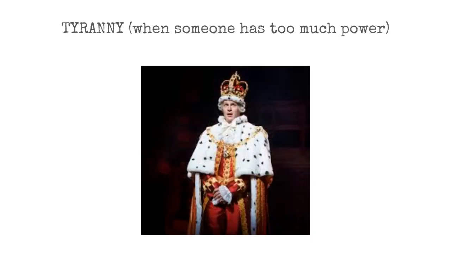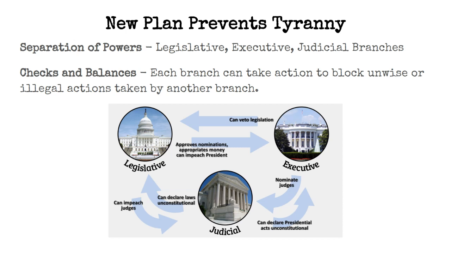The question is, what do we do to make sure that the federal government doesn't get too much power? Because we've been traumatized and we went through that. So what else can we do with this new plan to prevent tyranny?